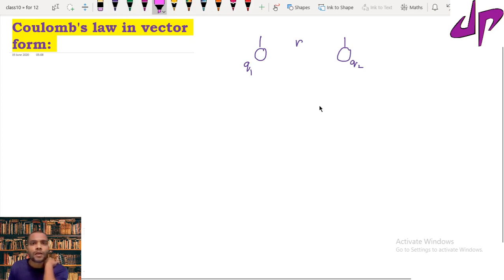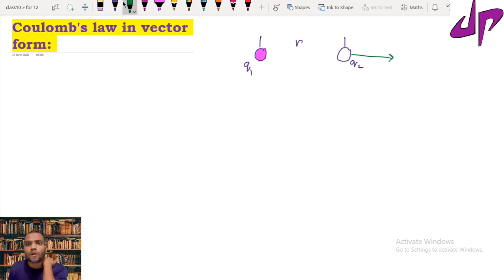What happens? The charge Q1 applies a force on Q2 along this direction because they both are positive charges. So the force on Q2 due to Q1, we will write in this notation, F21. That is the force on Q2 due to Q1, in this direction.